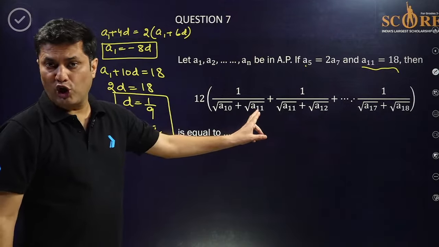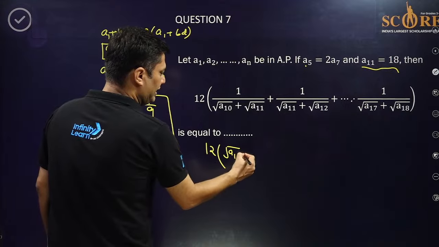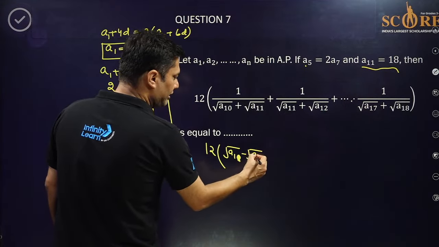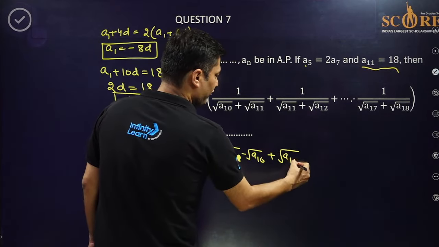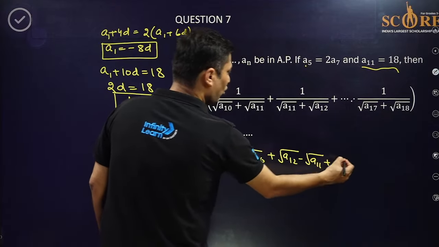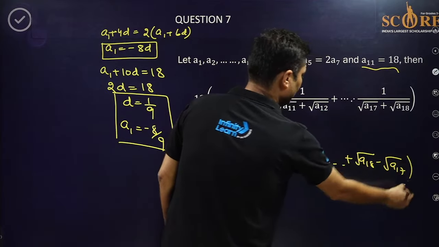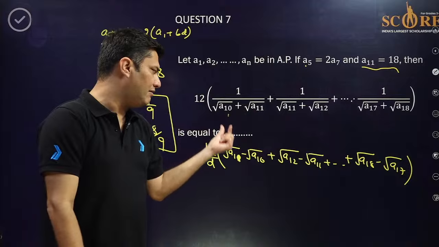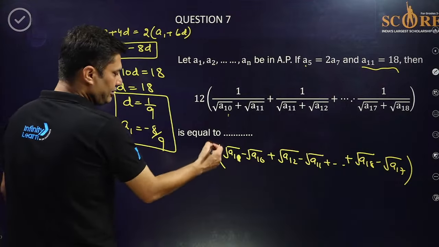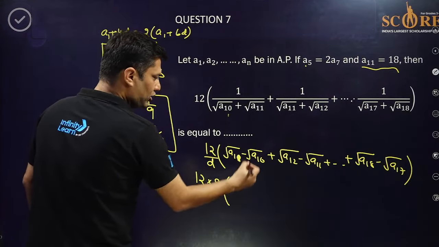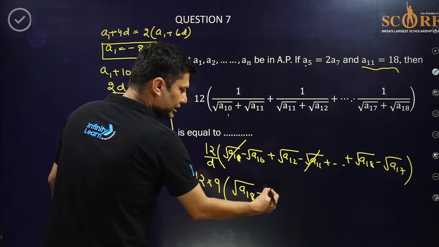Now if I rationalize these denominators, this is 12 times (root A11 minus root A10) and the denominator comes down as D, plus (root A12 minus root A11) and so on. The last term will be root A18 minus root A17. In the denominator will come A11 minus A10 which is common difference. A12 minus A11, common difference. Common difference is 1 by 9. So 12 into 9 and I think all the alternate terms will get cancelled out except the last term, root A18 minus root A10.